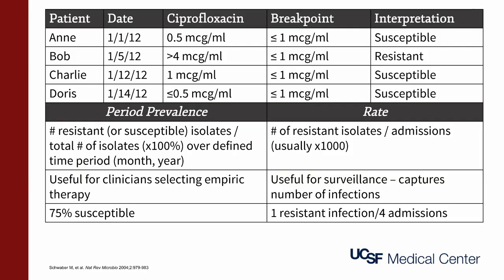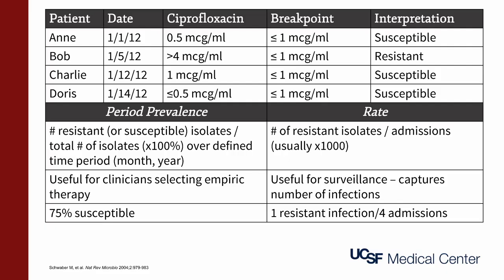So let's talk about what we're discussing when we talk about aggregate antimicrobial resistance, with a very simple example looking at the results of culture and susceptibility testing for 4 patients and a single drug. There are 2 primary ways to quantify this data in the aggregate. The first is by expressing it as a period prevalence, the percentage of resistant or susceptible isolates over a defined time period. This is most useful for clinicians selecting empiric therapy based on past patterns of susceptibility, as on an institutional antibiogram.